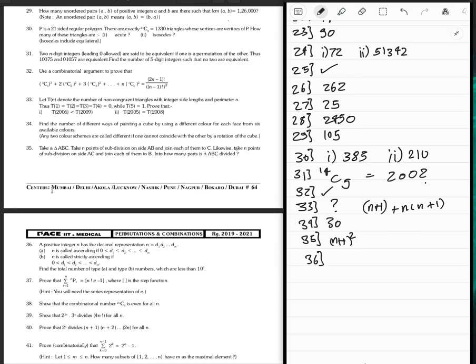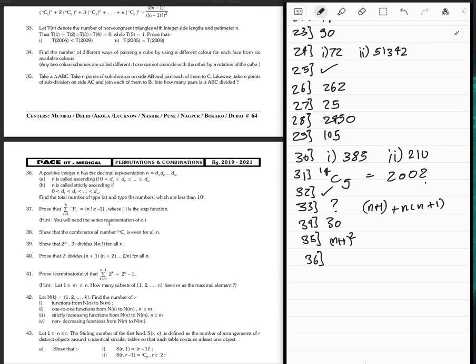A positive integer n has the decimal representation n equals d1 d2 till dm. n is called ascending if 0 is less than d1 is less than d2 is less than, okay, till dm. Okay, so all these have to be bigger than 0. And it's called strictly ascending if this happens. Fine. Find the number of type A and type B numbers which are less than 10 to the power 9.